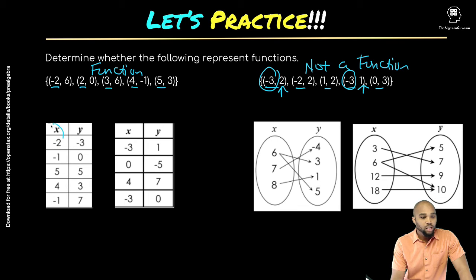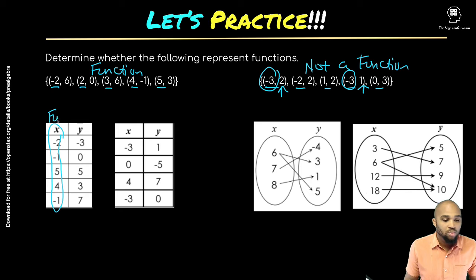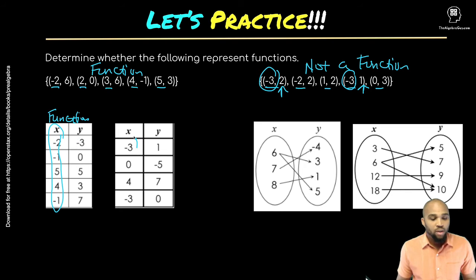All right, same thing for a table. You're going to just look at these x values here. Is anything repeating? -2, -1, 5, 4. Nope, nothing's repeating. So without even looking over here, I already know this is a function. There's nothing repeating. As far as I can see on this table, this is a function. What about here? I do see -3s repeating. All right, so now let's check the y. They have different y's. To be a function, this cannot happen. So this is not a function.